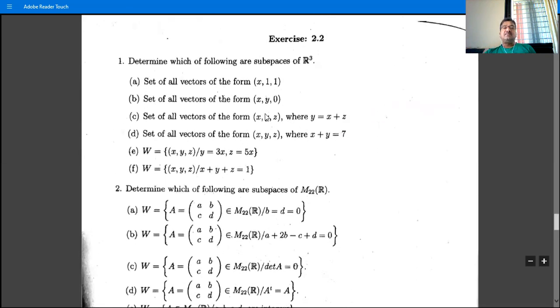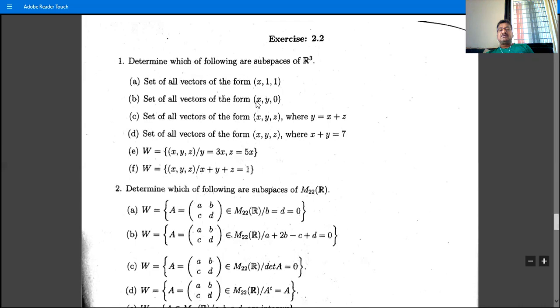So these are the examples. Exercise: determine which of the following are subspaces of R3. The set of all vectors of the form (x,1,1). This is not a subspace, because if we take two vectors of this type, that is (2,1,1) and (3,1,1), their addition is (5,2,2), and this is not an element of this set. So it is not closed for addition.